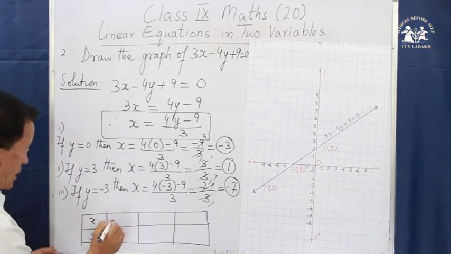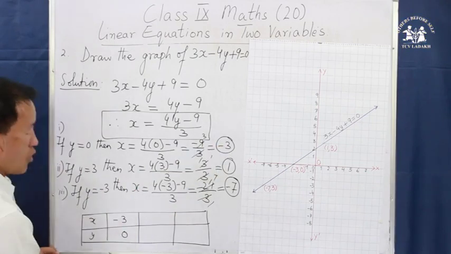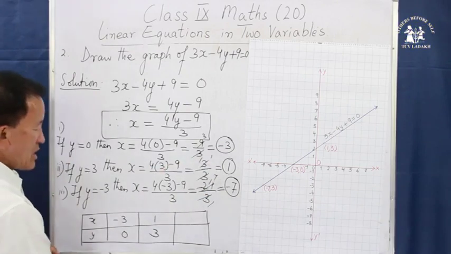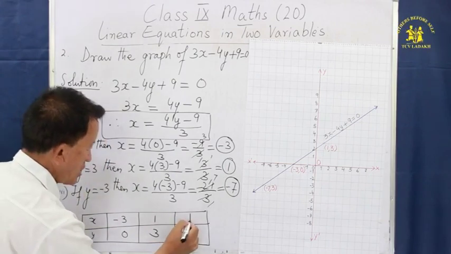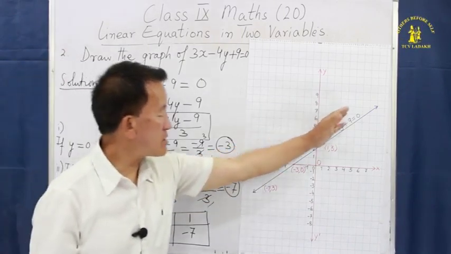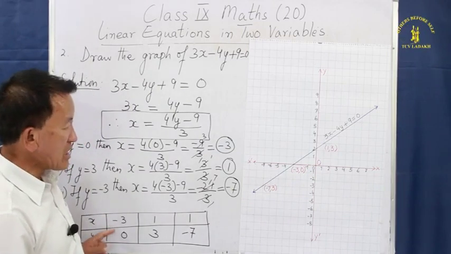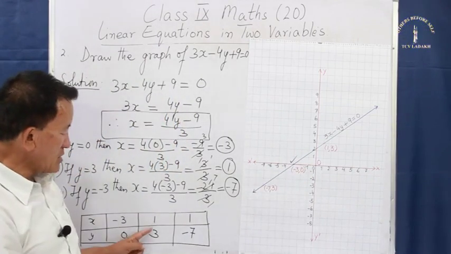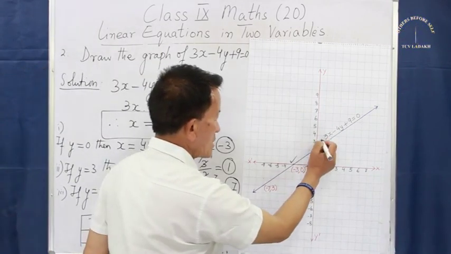If x is minus 3, y is 0. If x is 1, y is 3. If x is minus 7, y is minus 3. Okay, now let's see. We have the coordinates. Let's check. X minus 3, y 0. Yes, this is the right one. And the second one is x is equal to 1, y is equal to 3.